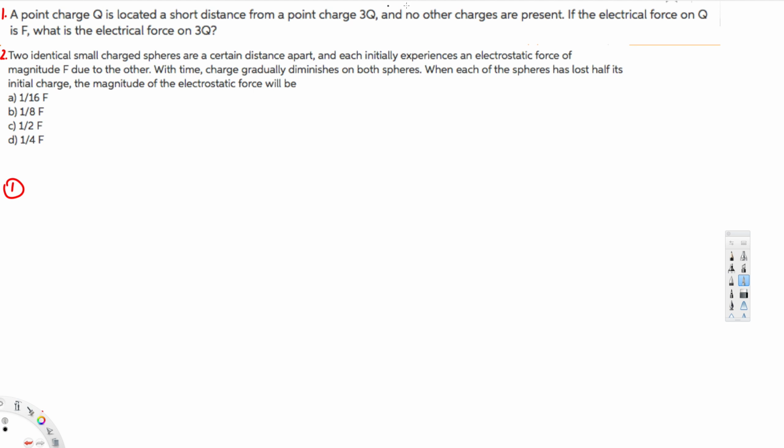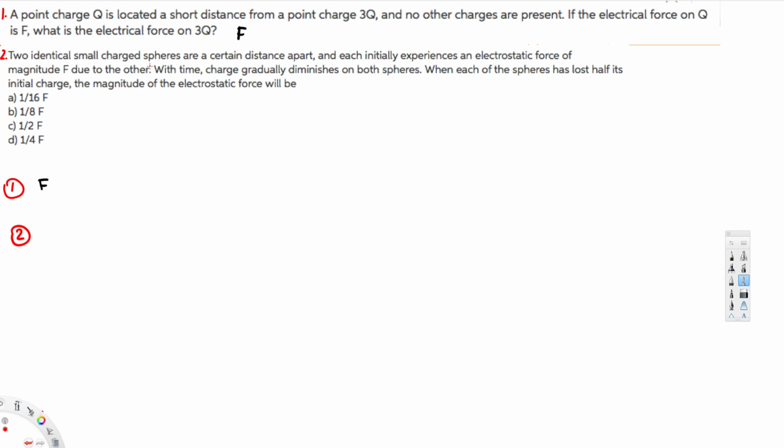Since q has electrical force of F, the 3q is going to have electrical force of negative F, in the opposite direction, but the magnitude is the same. So the answer for this one is just F. It's also going to have the force of F. So the answer for the first one is F. And let's do the second part.